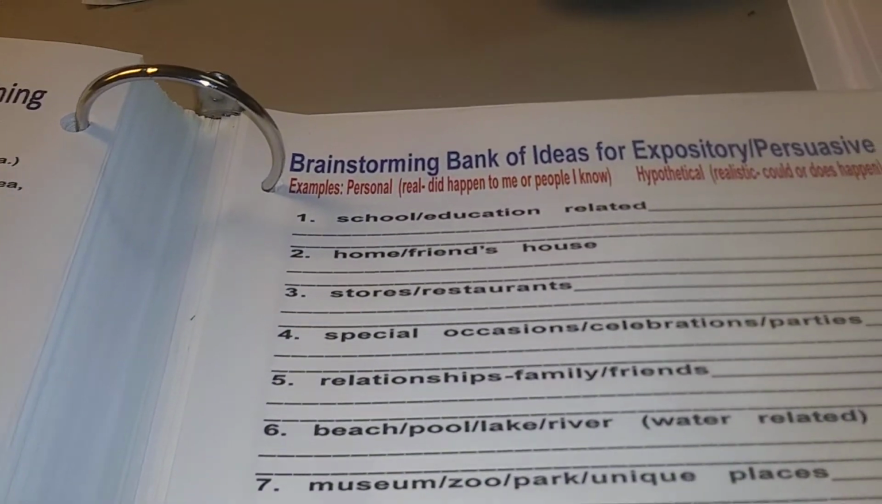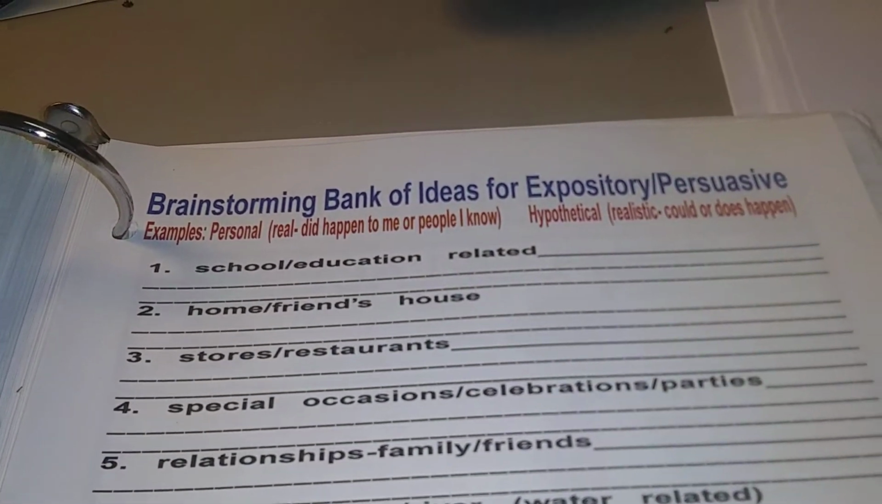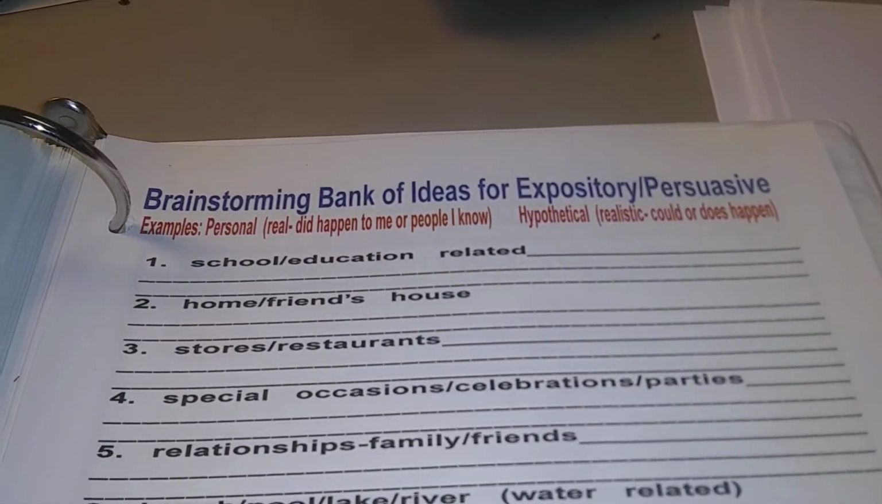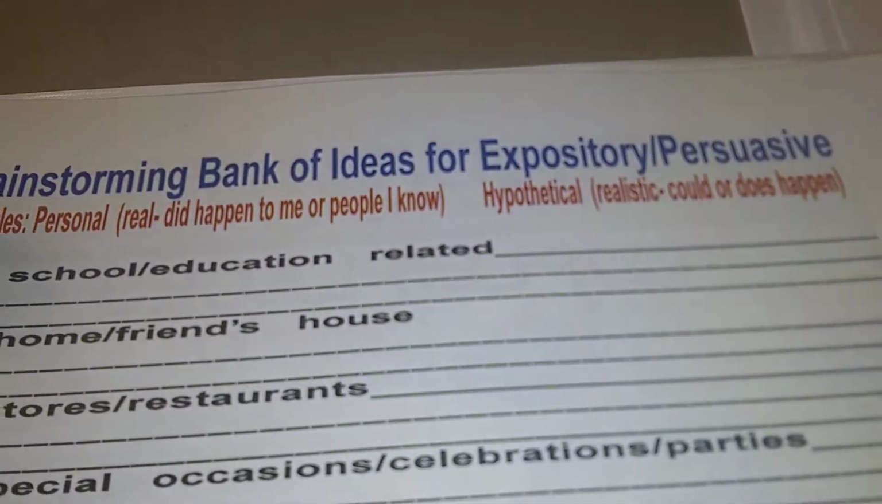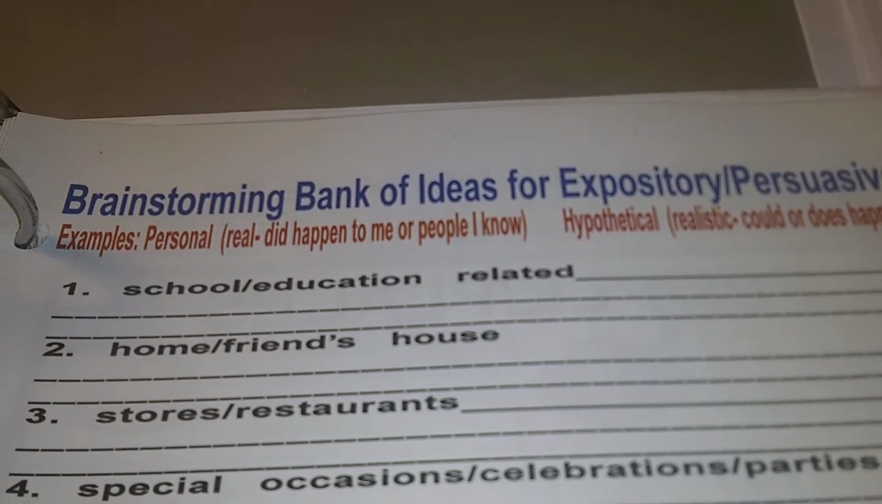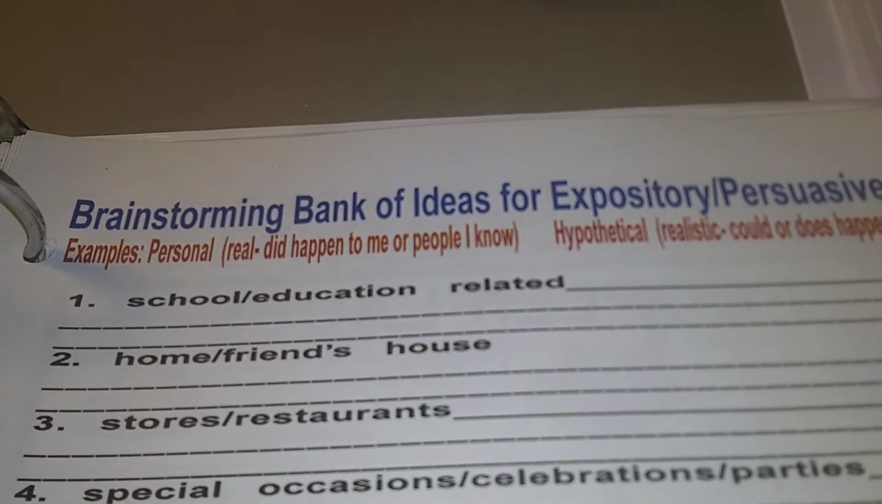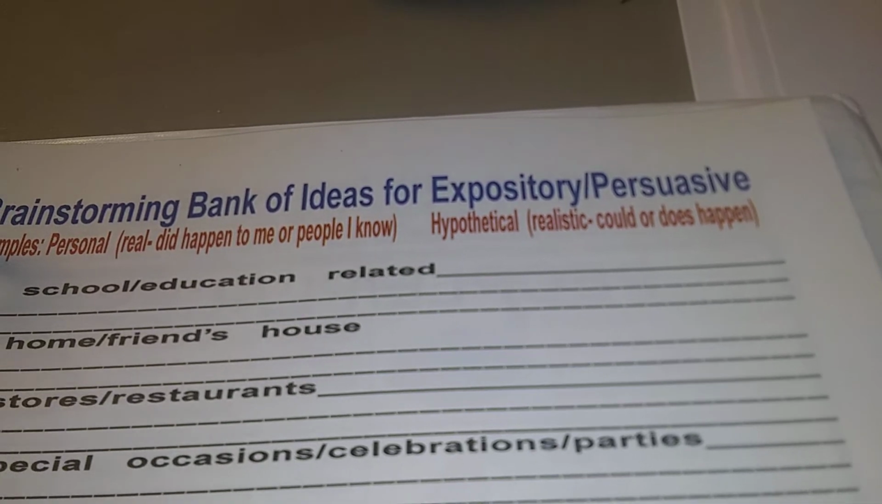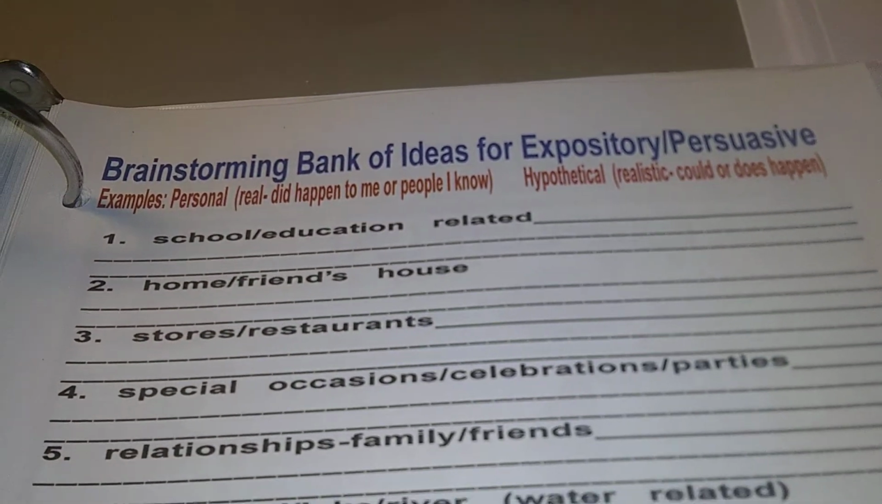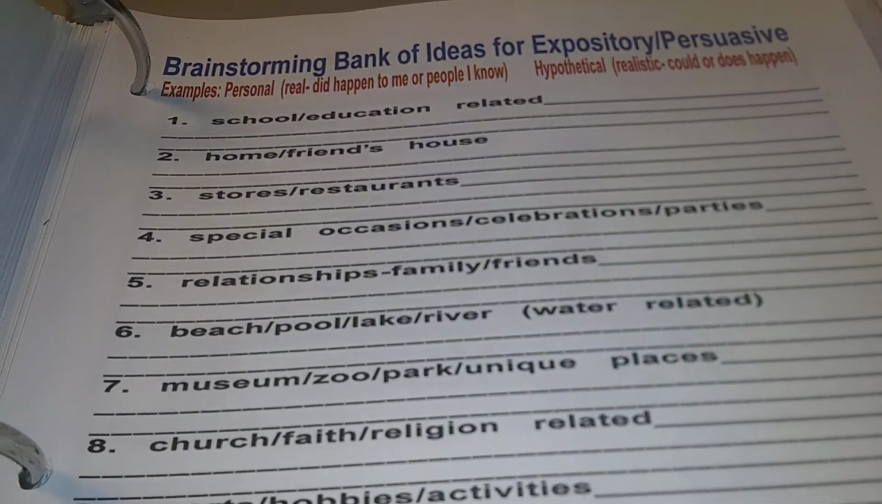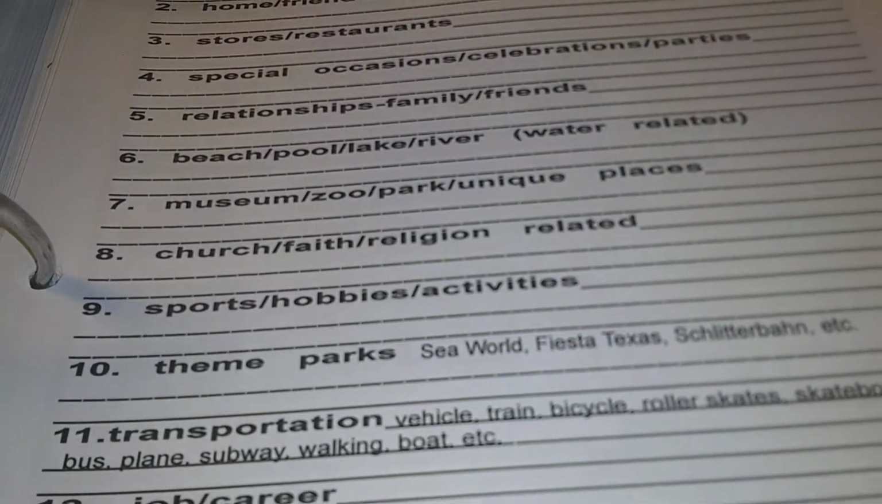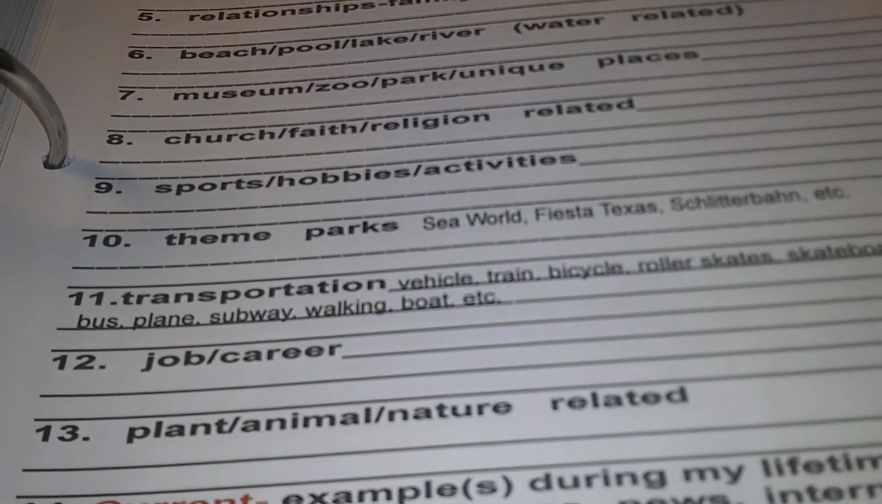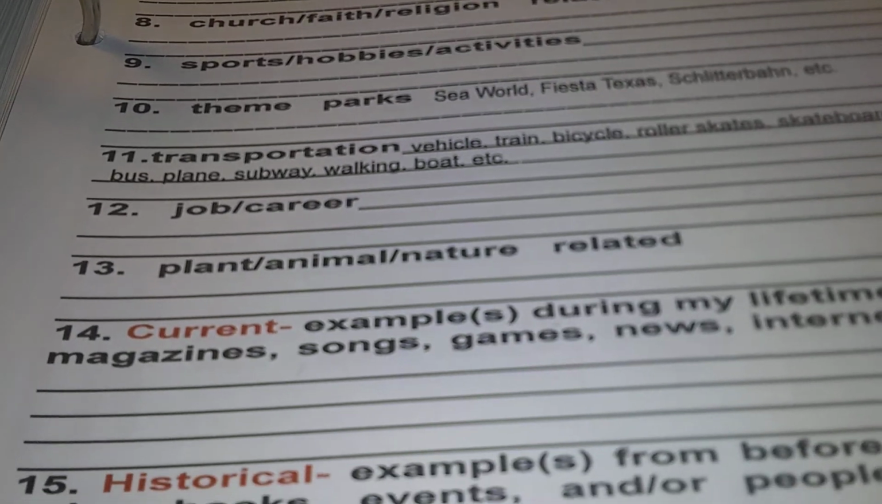Okay? And regardless of topics, the very next page, page 459 of the binder, has what I call the brainstorming bank of ideas, where your students can use personal, real, did happen to me or people that we know experiences, hypothetical, realistic, that could or do happen all the time in all of these places, in all of these situations. And so this could just be copied each time that you brainstorm with your kids.